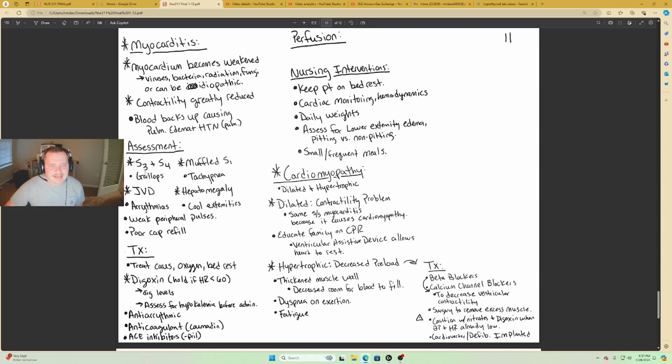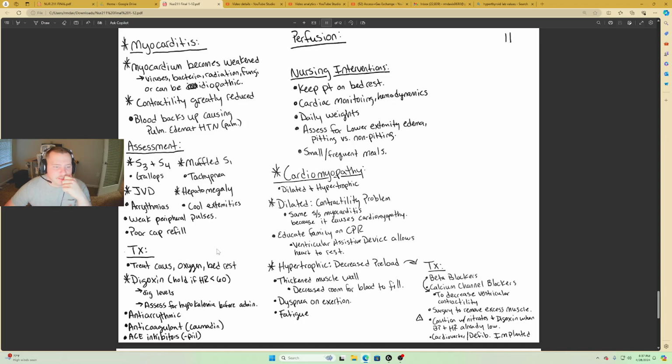You may notice a gallop. The patient may be tachypneic. They may show some signs of JVD because, again, the blood's backing up. Hepatomegaly, arrhythmias, cool extremities, again, poor circulation, weak peripheral pulses, and poor capillary refill.